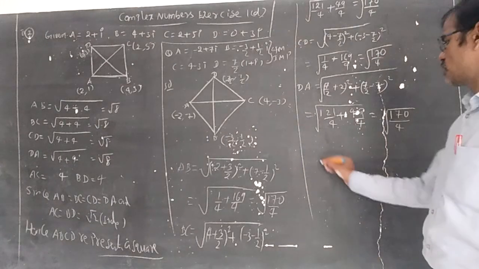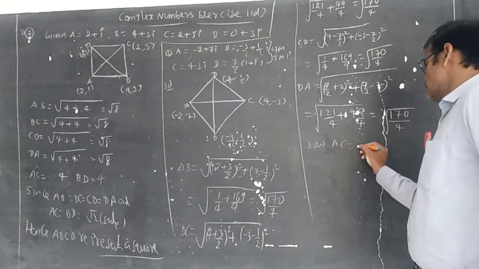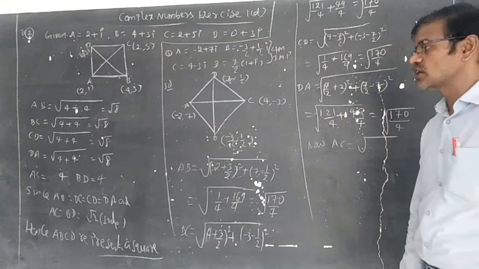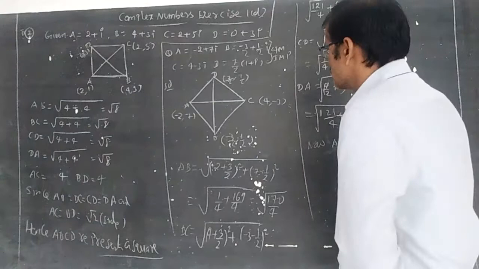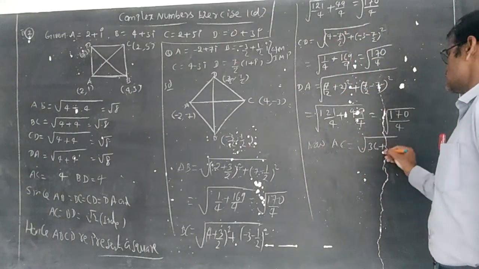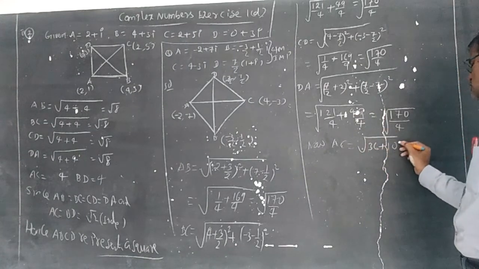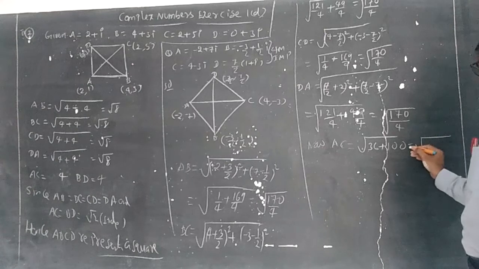The property is okay. Now AC. The lengths of diagonals are not equal in a rhombus. That is why calculate the length of AC: (4 plus 2) whole square, this is 36, plus (7 plus 3) whole square, or (minus 3 minus 7) whole square, is 100. It is root 136.